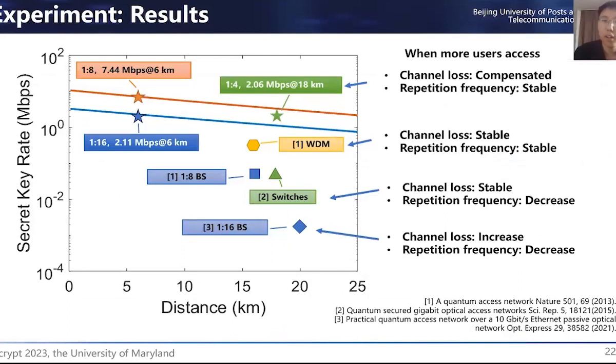Here we show more experimental points. As we can see, the end user can achieve high key rate within a certain distance. And the 1-to-4 network in 18 kilometers is even better than the existing network using WDM, where the channel loss and repetition frequency are both stable when the users increase.